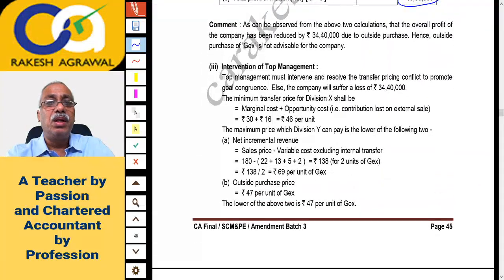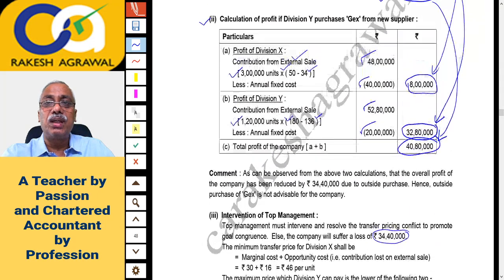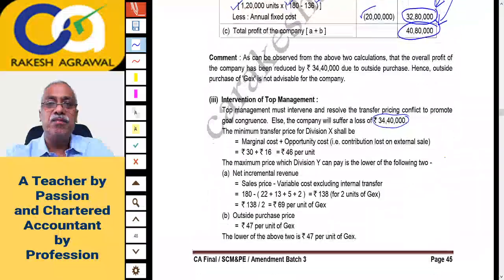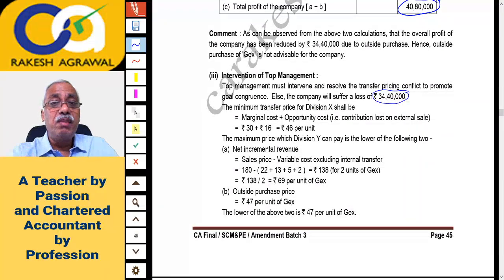Intervention of top management. Top management must intervene and resolve the transfer pricing conflict to promote goal congruence, as the company will suffer a loss of 34,40,000. Now how is this loss calculated? It is the difference between the two profits, 75,20,000 and 40,80,000 total profit. That difference is 34,40,000.